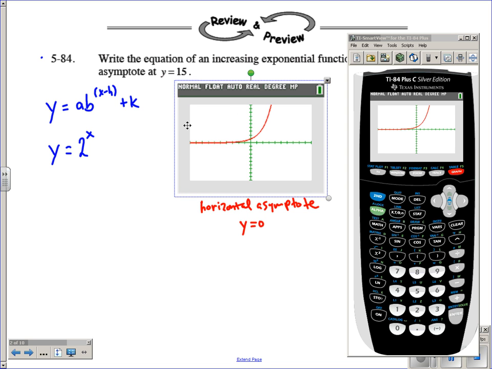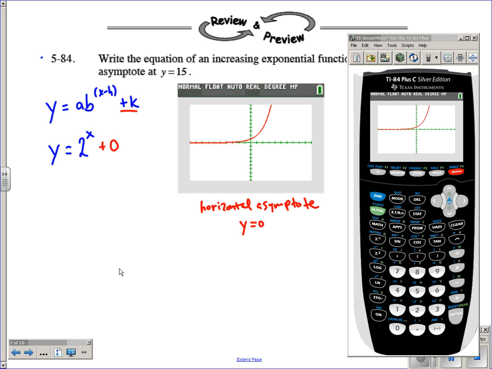Nice. All right. So if we want to move this graph up so that our horizontal asymptote ends up being where y equals 15, then how would we have to change this equation? Think about it. Which of these parameters, a, h, or k, moves our graph up and down? If you said k, you're on the right track. This equation here is the same thing as saying y equals 2 to the power of x plus 0, because that's where our horizontal asymptote is.